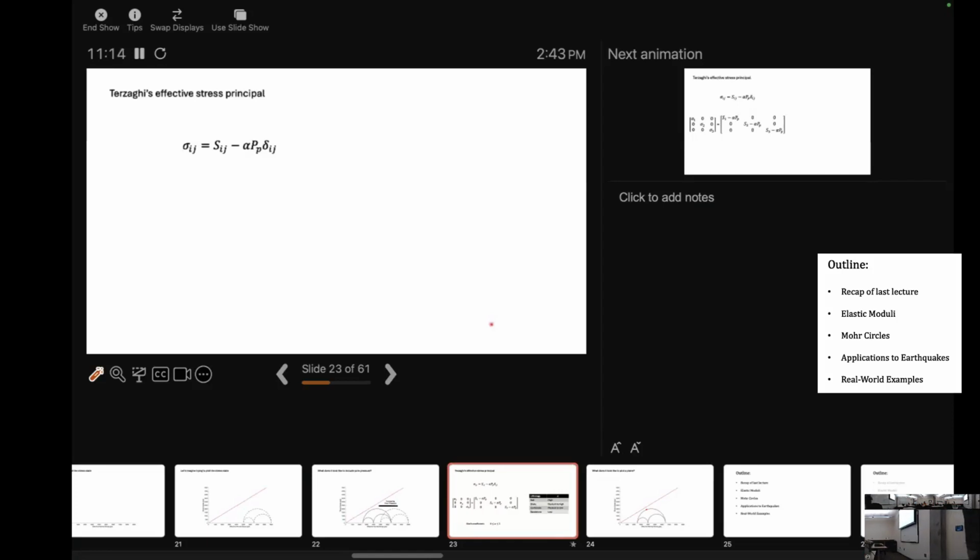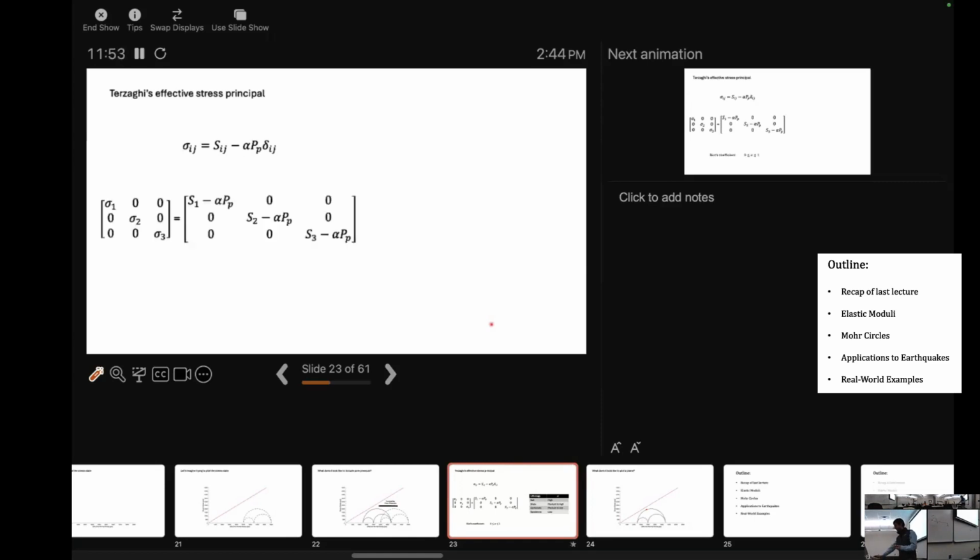The Kronecker delta is equal to, in matrix notation, the identity matrix. We're all familiar with the identity matrix, right? If you multiply any matrix by the identity matrix, you return that matrix. So the Kronecker delta times the pore pressure times alpha. I put that in index notation because I learned this in index notation, but it's probably easier to think about it in matrix notation.